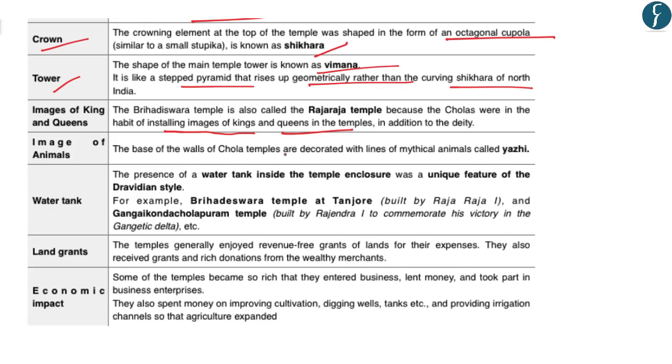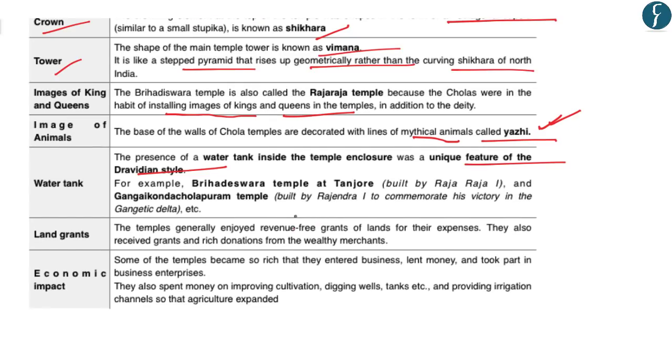Images of animals. The base walls of Chola temples are decorated with lines of mythical animals called Yazehi. So this Yazehi becomes very important from your prelims examination. It also had water tank. The presence of water tank inside temple enclosure was a unique feature of the Dravidian style of temples. And you can find this water tank in Brihadeshwara temple at Tanjore, also at Gangai Konda Cholapuram temple built by Rajendra I.